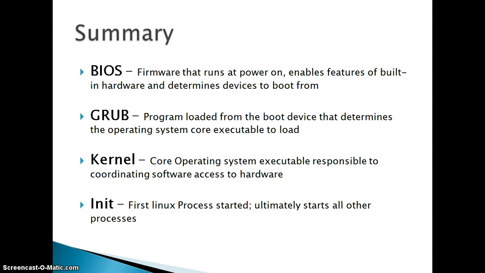So let's see what we have learned. First is BIOS, just an overview of the firmware that runs at power on. It's the first thing which runs when we power on the computer. GRUB is loaded from the boot device and determines the operating system kernel executable to run. This process determines the operating system. Kernel, the operating system executable responsible for coordinating software access to hardware. This is the process as we talked about in this tutorial as well as in the first tutorials of Linux for beginners. Init process, the final process. This is the first Linux process started, and it ultimately starts all other processes.